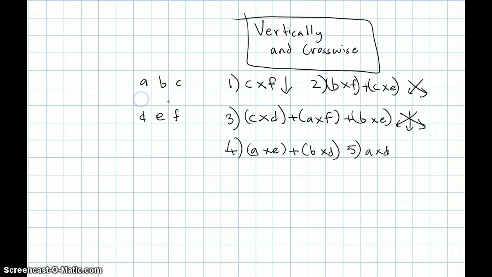So using this, let's try working on a simple example such as 121 times 103.